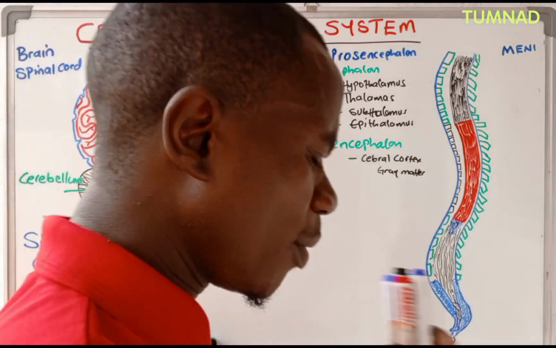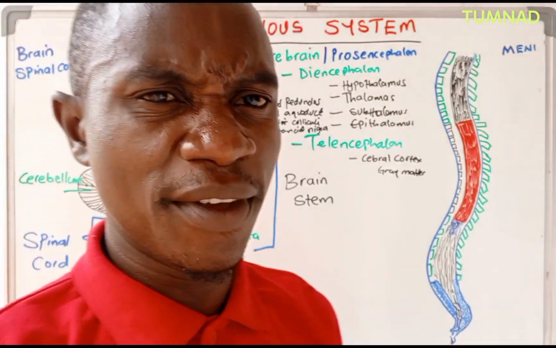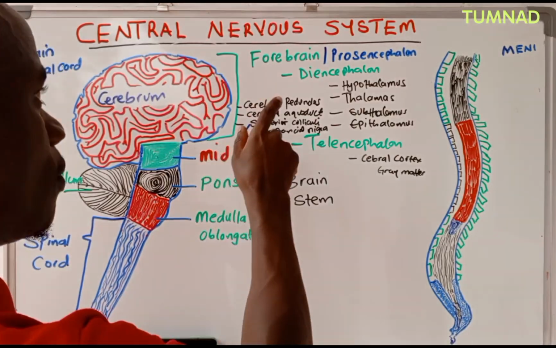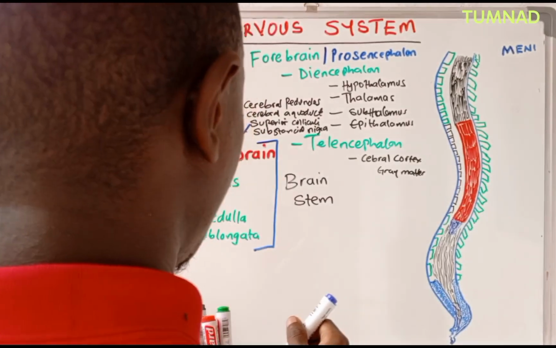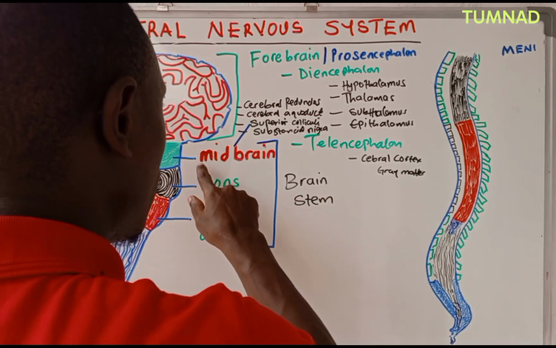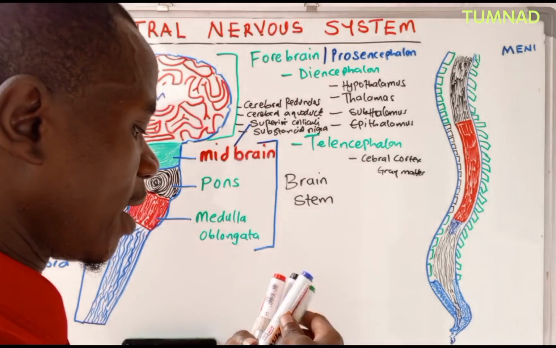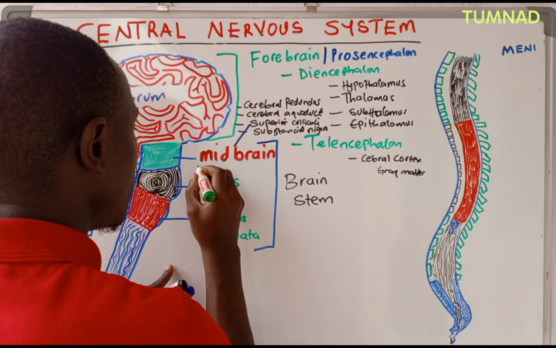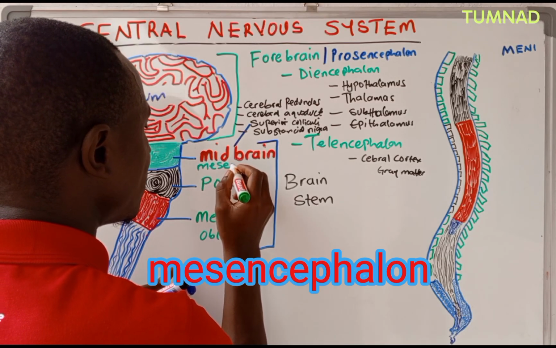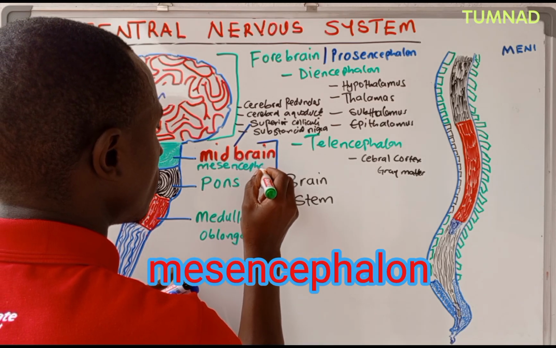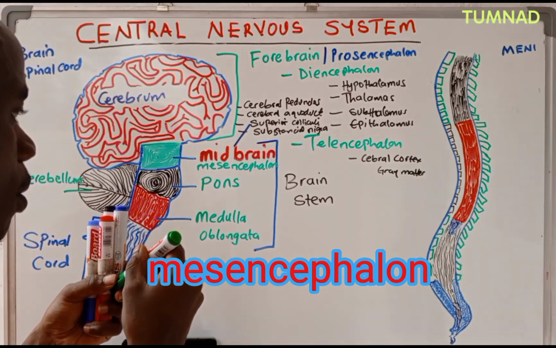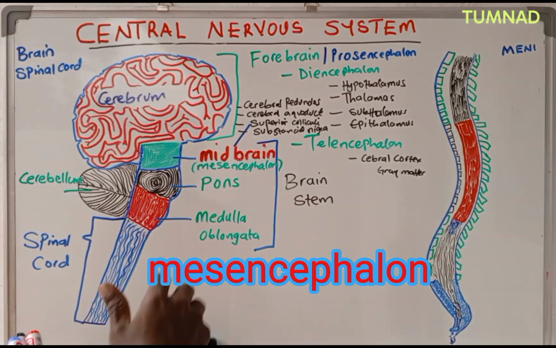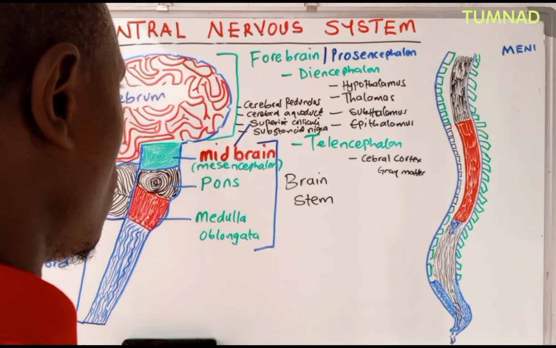Okay, and we may also have what we call the inferior colliculi. So now that becomes our second part of what we call the brain. Okay, so now the midbrain can also be called the mesencephalon. Okay, so now that's also our second part of the brain.